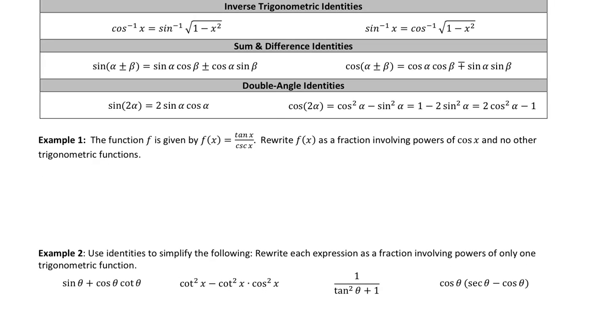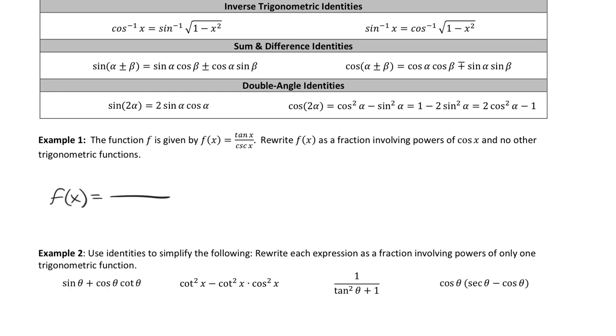Example number 1, it says the function f is given by f of x equal to tangent of x over cosecant of x. Rewrite f of x as a fraction involving powers of cosine of x and no other trig functions. Don't panic. Here's what we're going to do. We're going to take the function f of x and we're going to rewrite it in terms of sines and cosines only. So tangent of x.